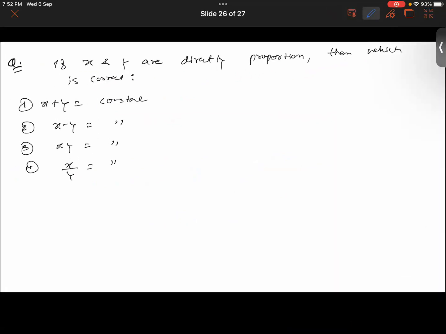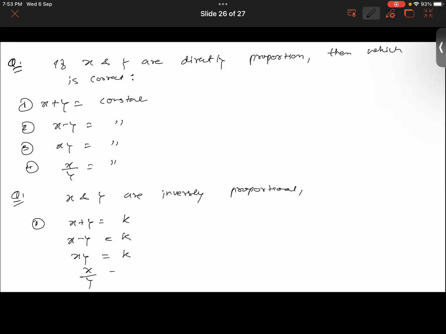Now, one more question. What if x and y are inversely proportional? Then which of the statements is true here? Which of the options is true? x plus y is equal to k, x minus y equals k, or x into y equals k, or x upon y equals k.